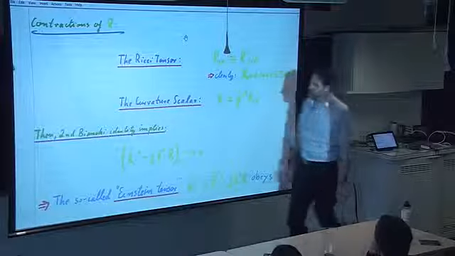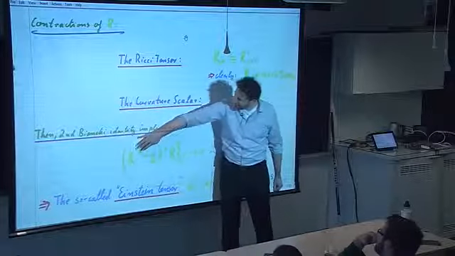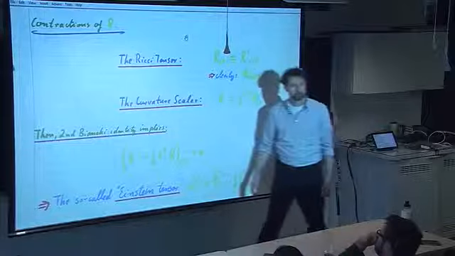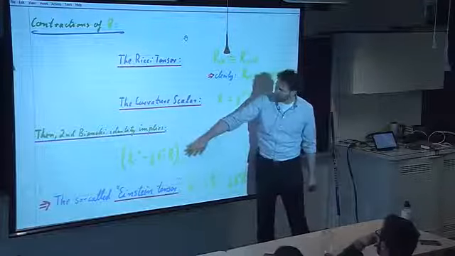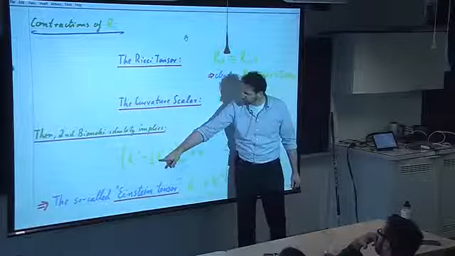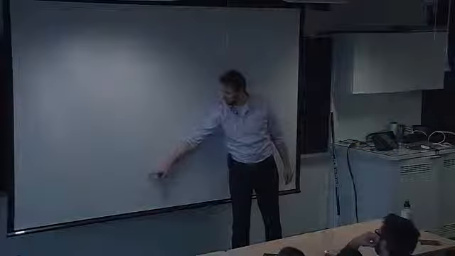Okay, so in honor of Einstein, this particular combination then of the Ricci tensor and the Ricci scalar is called the Einstein tensor. You may remember it in a slightly different way where there's a metric here. That's what you get when you lower that index using the metric.